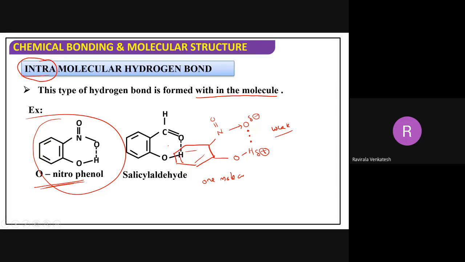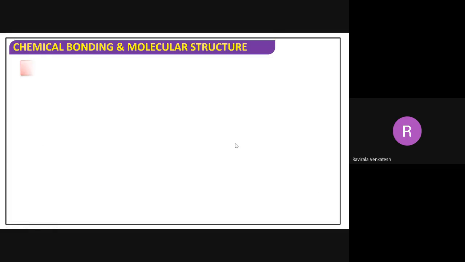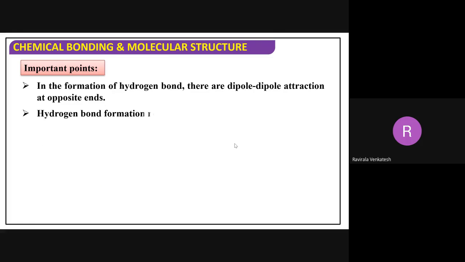We take one more example here. This is salicyl aldehyde. I am writing it like this: C double bond O, and this one will be the OH. One molecule, salicyl aldehyde. Now put the hydrogen bonding over here. What are the examples you have taken here? Orthonitrophenol and salicyl aldehyde. They can be taken as intra hydrogen bonding, right?